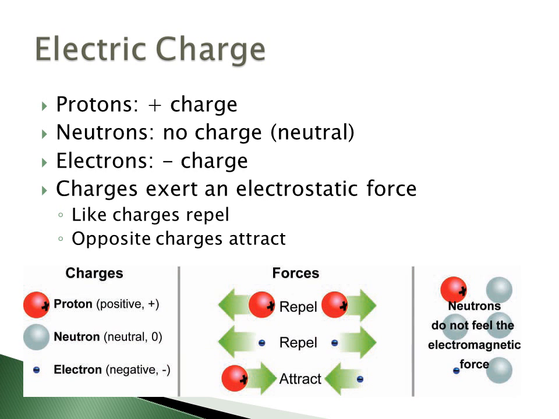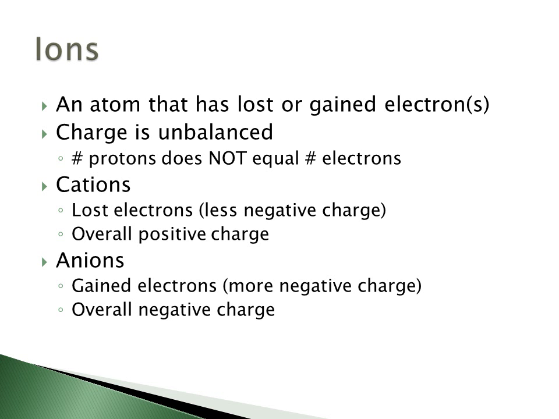Okay, protons, again, reviewing, have a positive charge. Neutrons have no charge at all. They're neutral. And electrons have a negative charge. We know that charges exert an electrostatic force. You've got to be able to recognize that the word electrostatic has to do with charges. Like charges repel and opposite charges attract. And neutrons don't feel any electromagnetic force at all because, again, they are neutral.